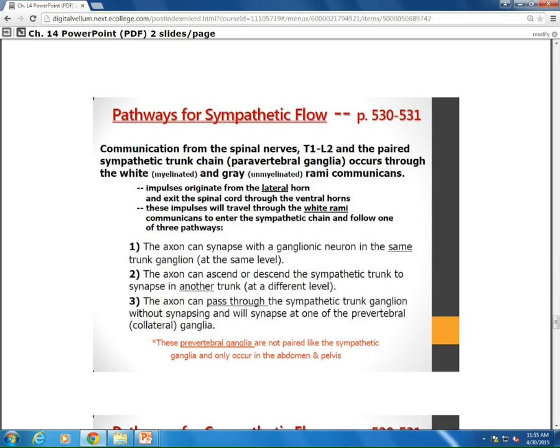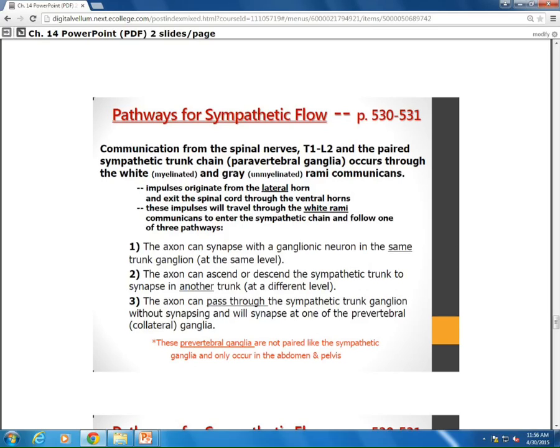The axon can come to the ganglion and synapse at the same level. Number two, synapse at a different level in the sympathetic trunk. Or number three, pass completely through the sympathetic chain without synapsing. And then where would it synapse? At the prevertebral, right. Okay. So just be aware of those three scenarios.